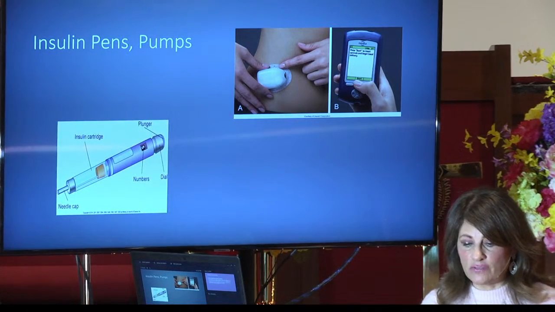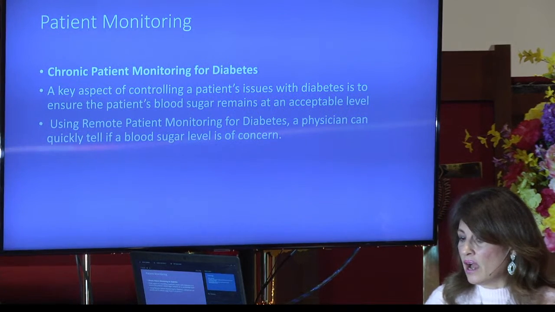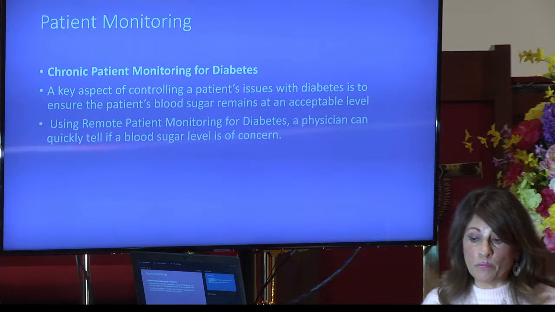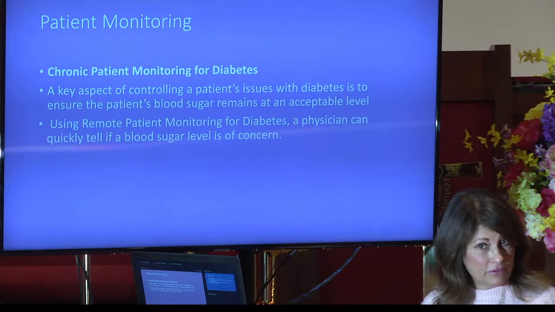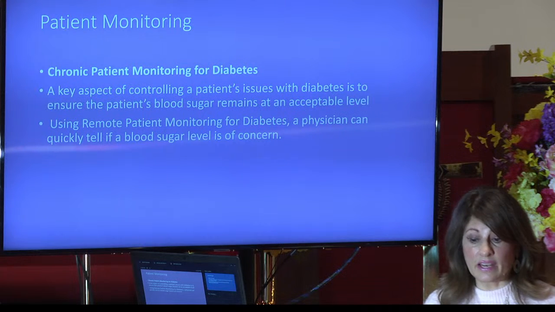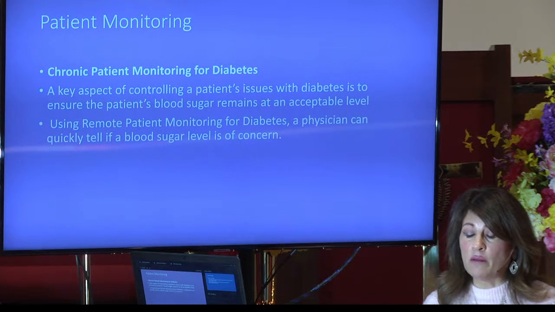So it's just some pictures for you to look at. Chronic patient monitoring for diabetes. They have something out now that's called remote patient monitoring for diabetes. A physician can quickly be notified if your blood sugar level is off. So they have remote monitoring. Your physician's office or clinic will know what's going on, and someone monitors you.